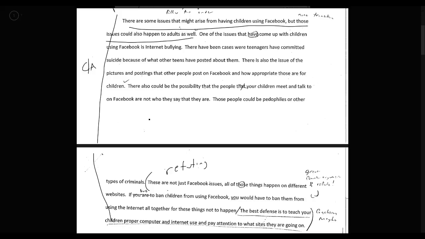Here he introduces the other side, and here he's going on to refute it or challenge it. If we ban children from using Facebook, you'd have to ban them from using the internet altogether for these things not to happen. The best defense is to teach your children proper computer and internet use and pay attention to what sites they're going on.